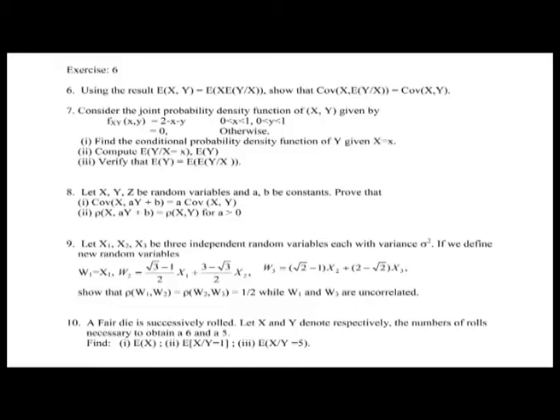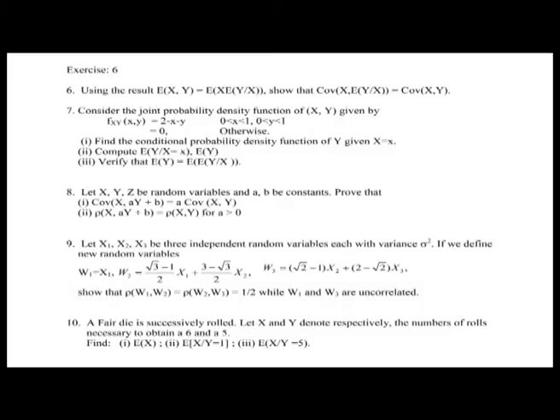Question 7. Consider the joint probability density function of X comma Y given by f_{X,Y}(x,y), where the suffixes should be the capital letters and the arguments small x and y, equal to 2 minus x minus y, for x between 0 and 1 and y between 0 and 1, 0 otherwise. Part 1 says find the conditional probability density function of Y given capital X equal to small x. In part 2, find the expected value of Y given capital X equal to x, and E Y.